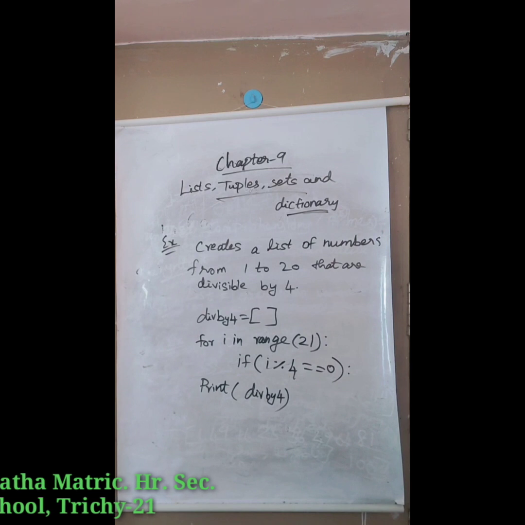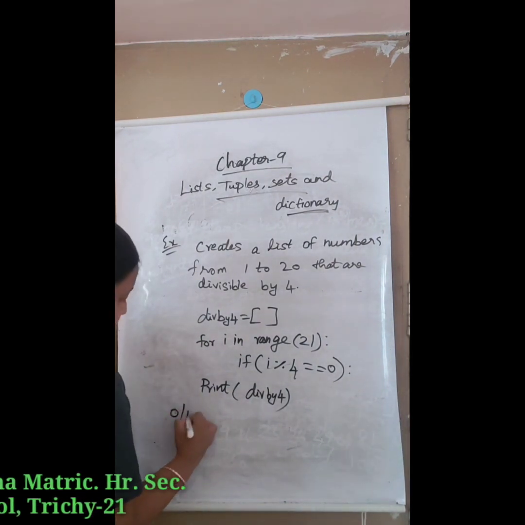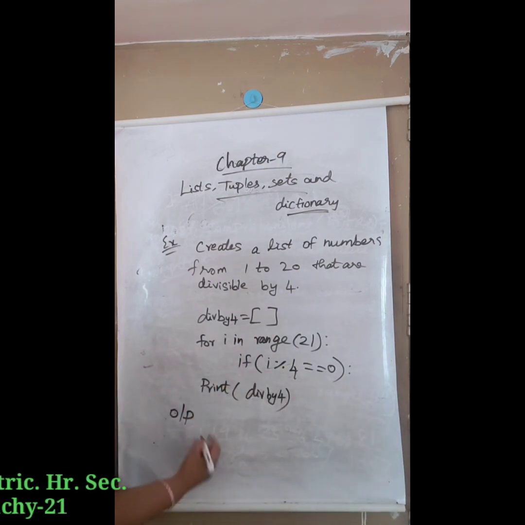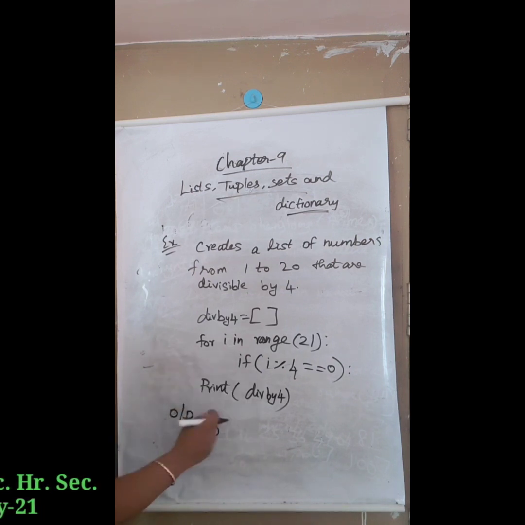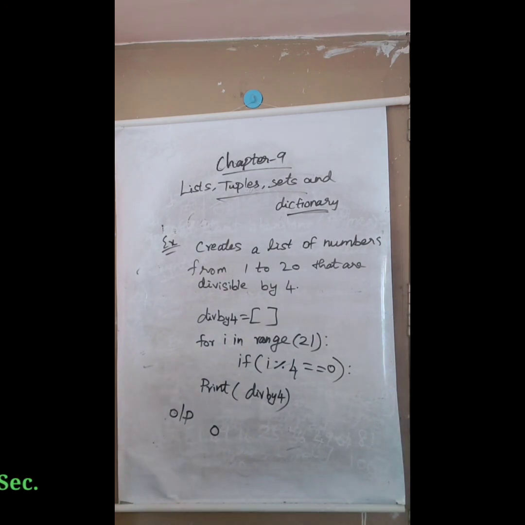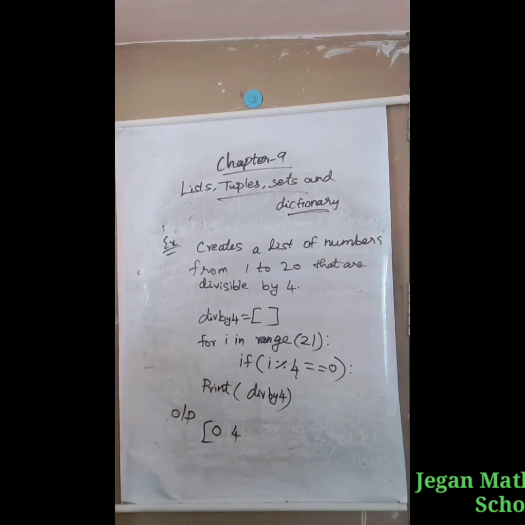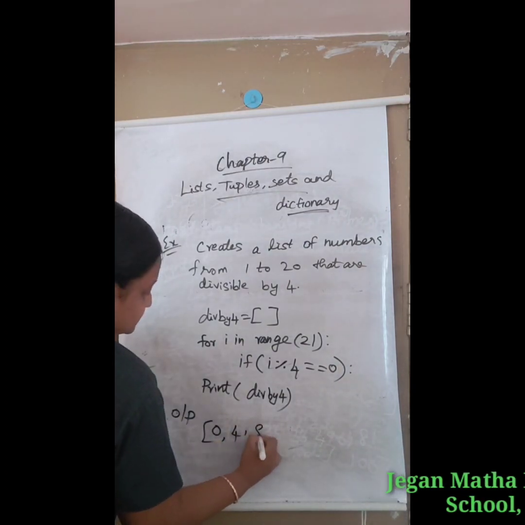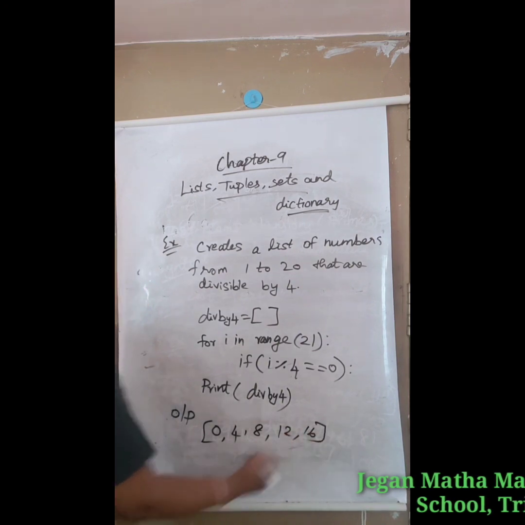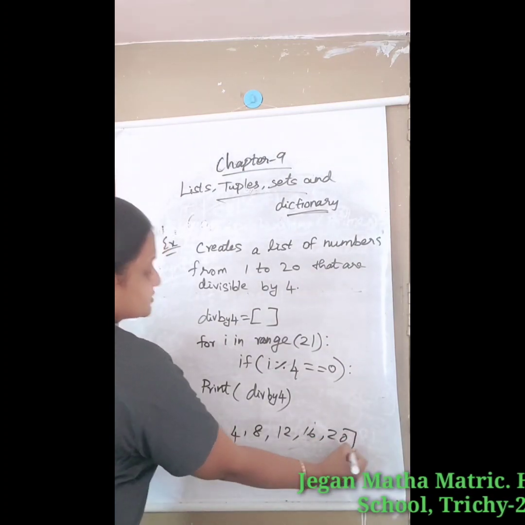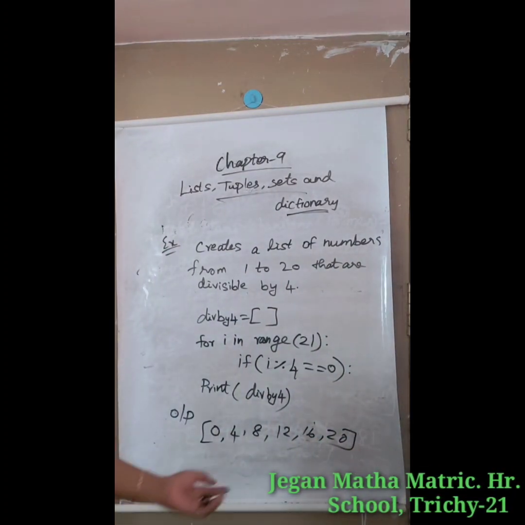Now, what is the output of this program? When we run the program, first it comes 0. 0 divided by 4 is 0 only, so we print the value 0. Next 1, then 1 divided by 4 is not possible. Then 2 is also not possible. Then it produces the results divisible by 4: 0, 4, 8, 12, 16, and at last up to 20. So 0, 4, 8, 12, 16, 20.